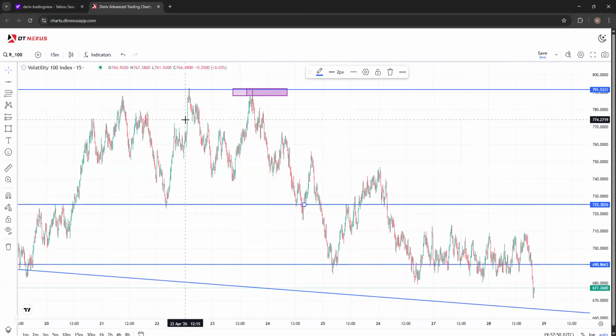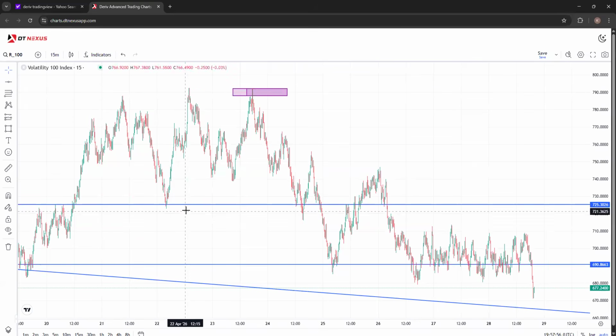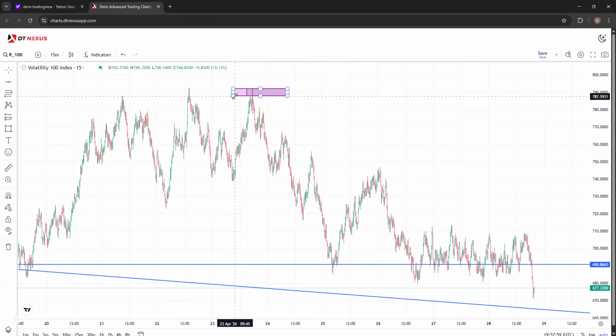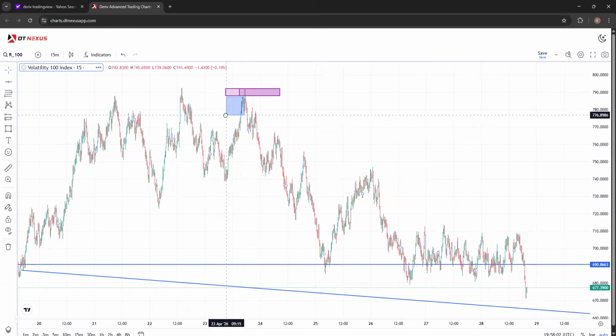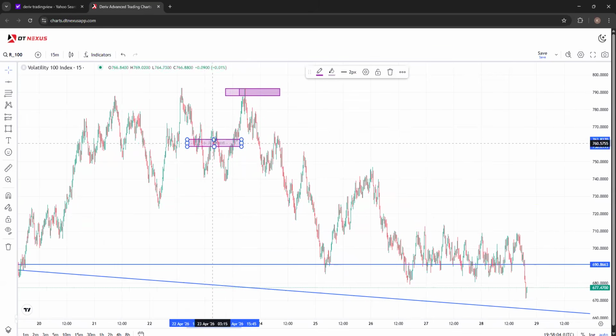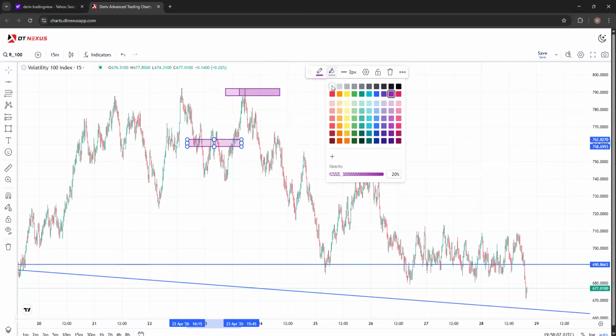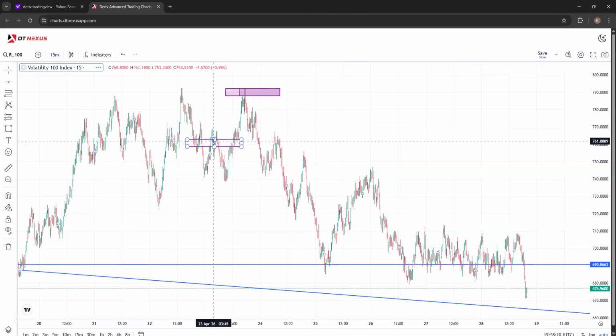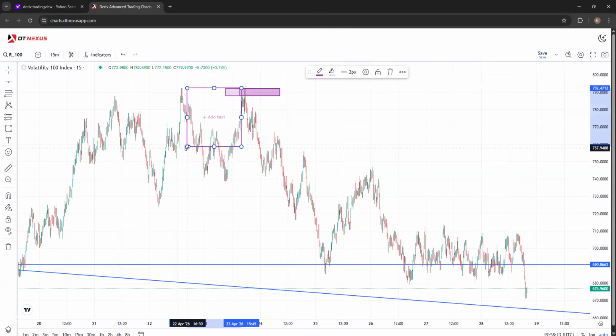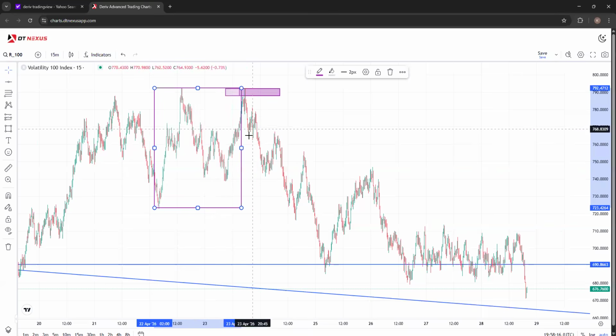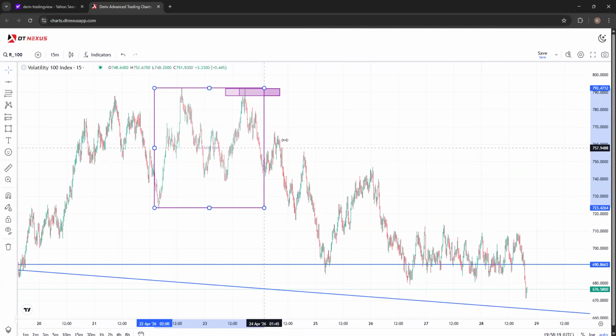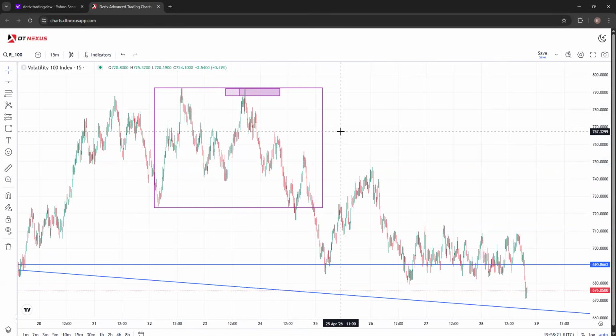Okay, let me do this. Let me not use that color. Let me delete this and let me delete this here. So what I mean to say is if we mark a range like this between the high and the low, it means whatever is going to happen in between that high and that low is going to be what? It's just going to be noise, right?